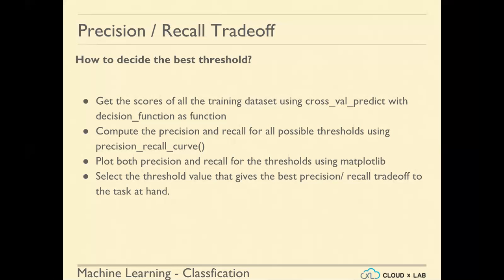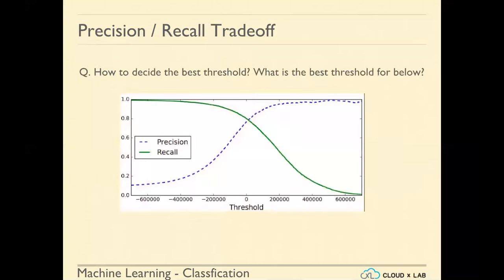This is how you decide the threshold. Get the scores of all the training data set using cross-val predict with the decision function. And then compute the precision and recall for all possible thresholds using precision recall curve. Plot both precision and recall against the threshold using matplotlib. Select the threshold value that gives the best precision recall trade-off according to the task at hand. All right. So this is how basically we plot the precision and recall curve.